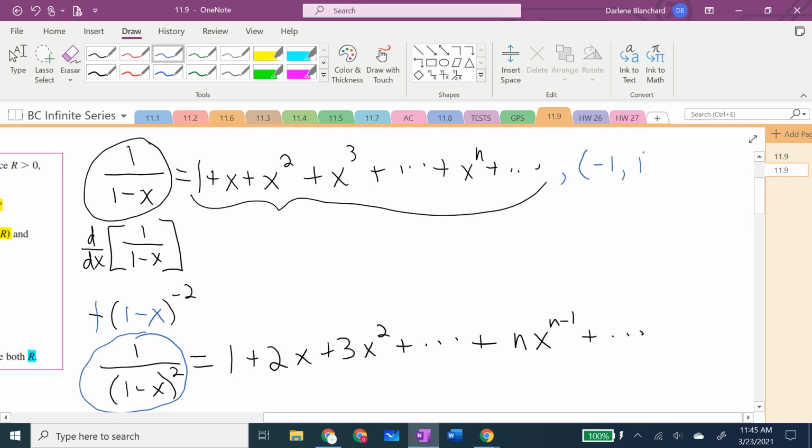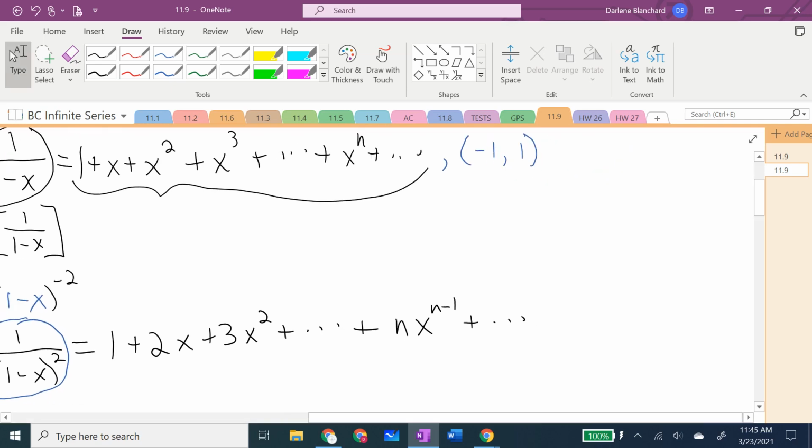So the interval of convergence of the original is -1 to 1. That means that this series is convergent for either open or closed, or sorry, I said that backward, closed or open, -1, 1, and then either closed or open. We've got to figure out which it is of both of those, and we will use the formula.